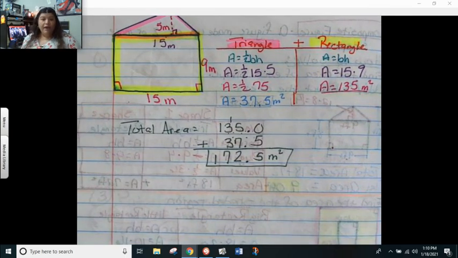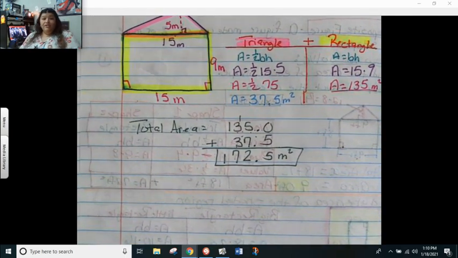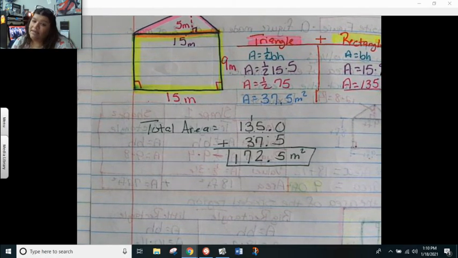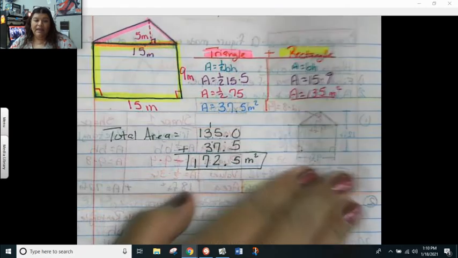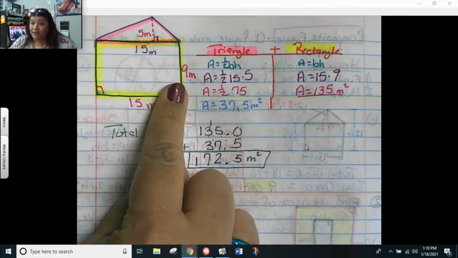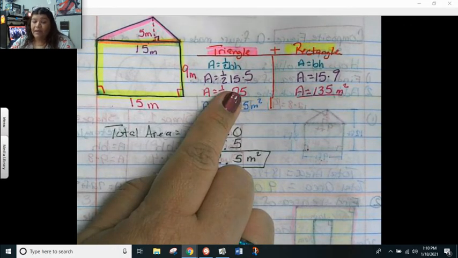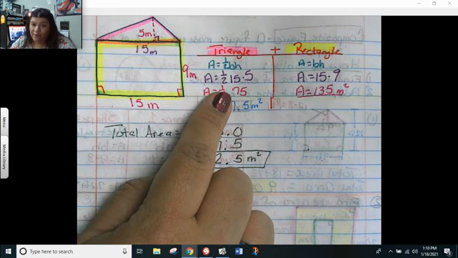Perfect. Okay. All right. If you have any questions on composite figures, come to the Google Meet, guys, and ask. Don't be afraid to ask me. That's what I'm here for. Okay. But again, you have to know your shapes, how to name them correctly. And you have to know your formulas.